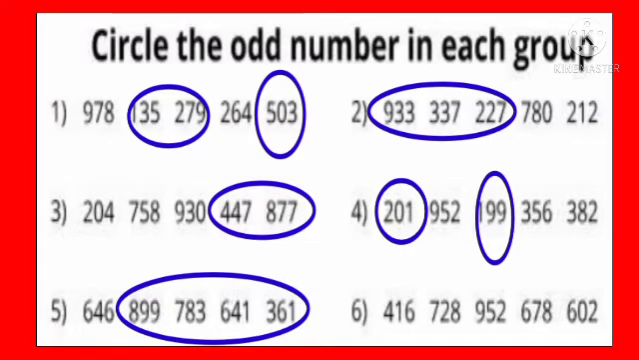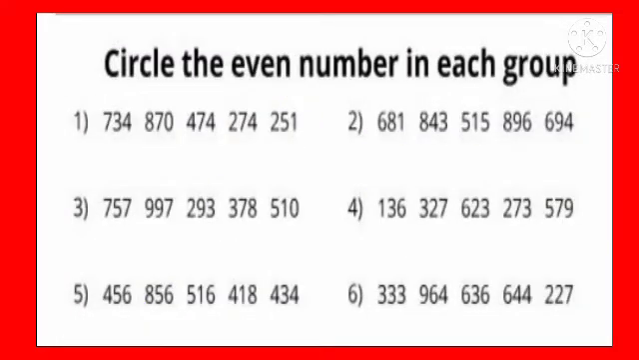Circle the even number in each group. Children, we know that the numbers ending with 0, 2, 4, 6 and 8 in ones place are called even numbers. So you have to see the ones place digit. If it ends with any one of these numbers, that number is known as an even number. So in the first group, 734, 870, 474, 274 are the even numbers.